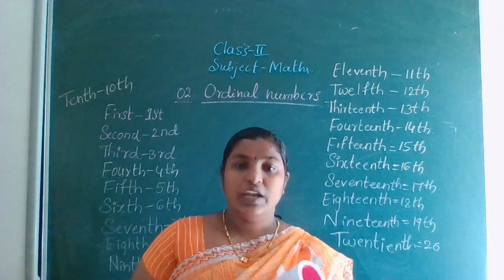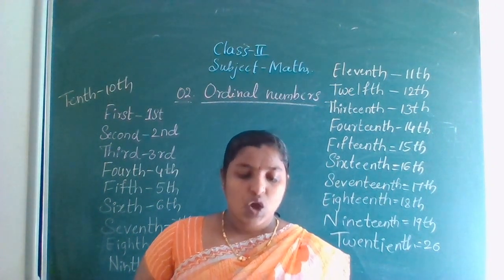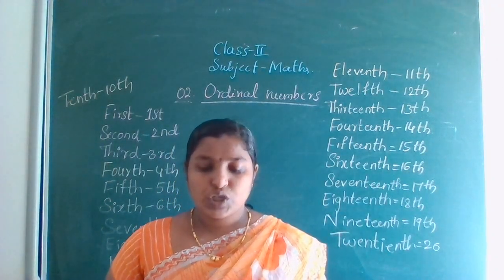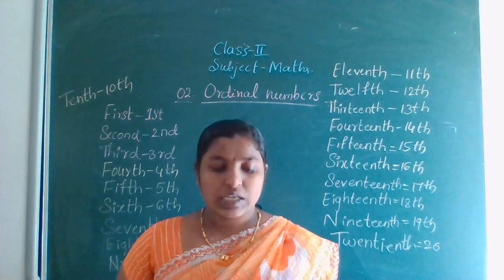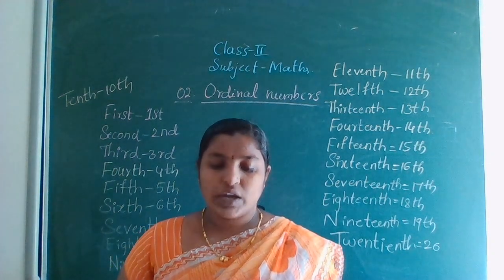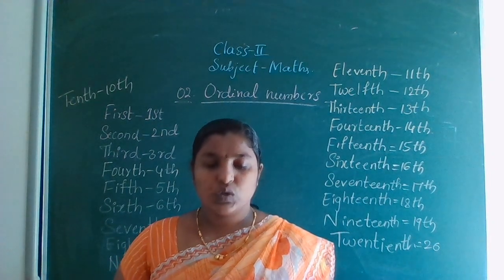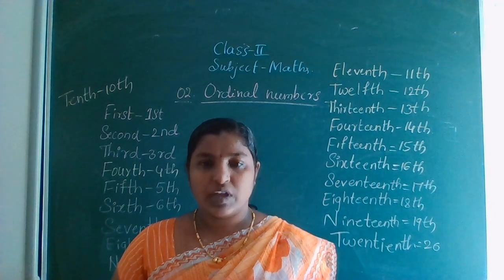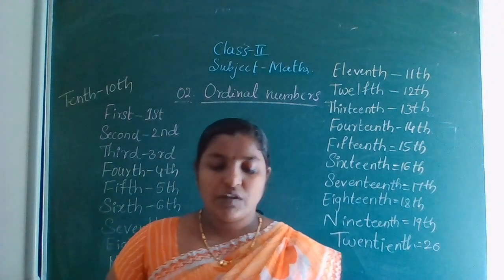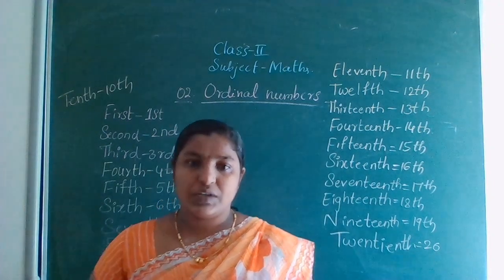Open it and read along with me. Writing ordinal numbers. Ordinal numbers are used to tell the order of position of things. Numbers such as first, second, third, and many more are ordinal numbers. We have already discussed first to 10th ordinal numbers in our previous class. Now we will learn ordinal numbers from 11th to 20th. Ordinal numbers and representation.